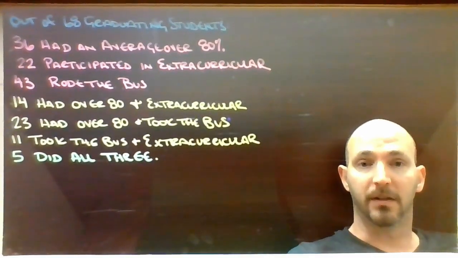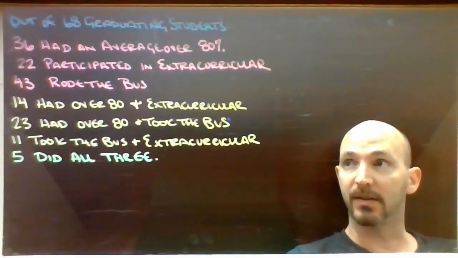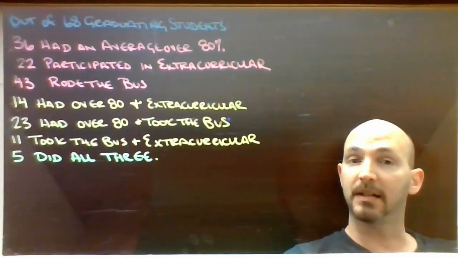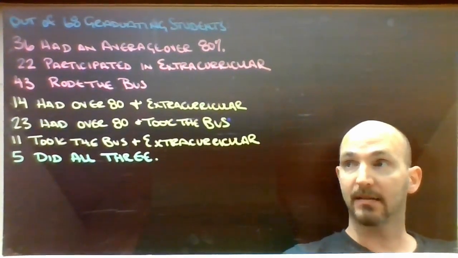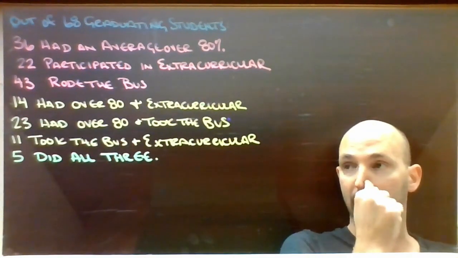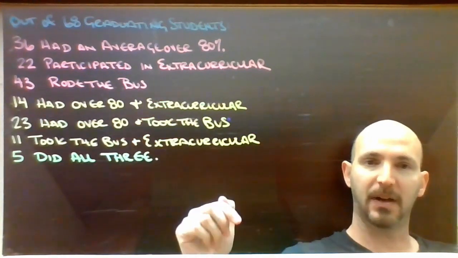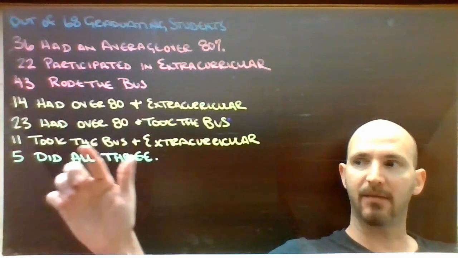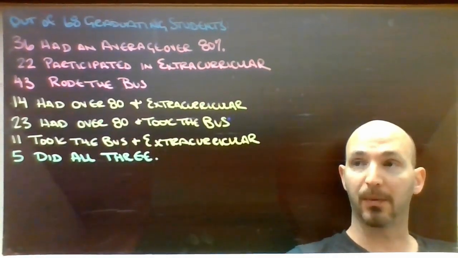All right, so to bring all this together, I have a little survey here done on 68 graduating students. They were asked if they had an average over 80%, if they participated in extracurricular activities, or if they rode the bus to school. So 36 said they had an average over 80, 22 in extracurricular, 43 in total rode the bus. Of those, 14 had over 80 and participated in extracurricular, 23 had over 80 and took the bus, and 11 took the bus and did an extracurricular activity, and 5 people claimed to do all 3.